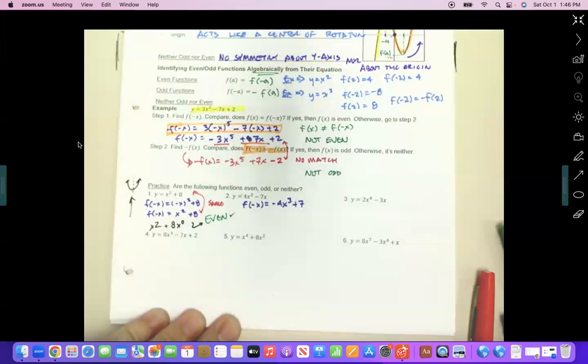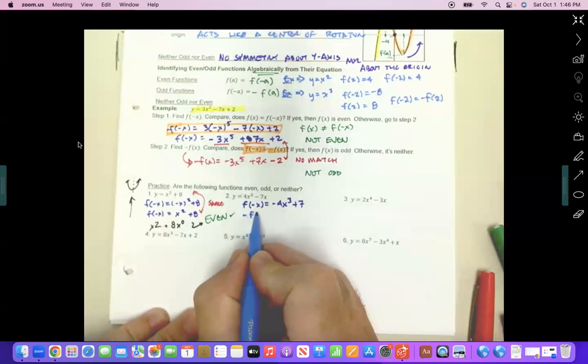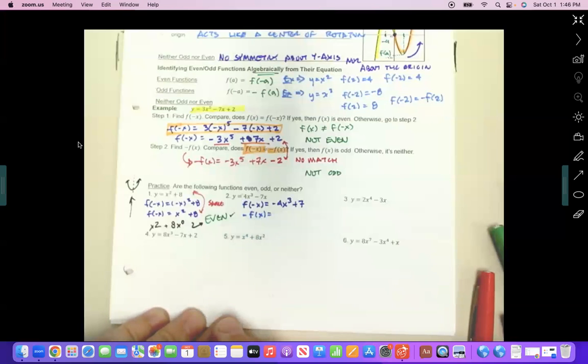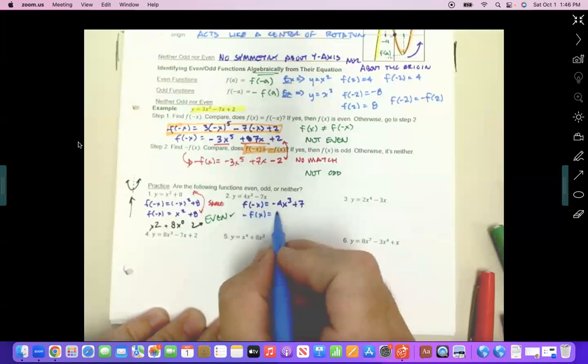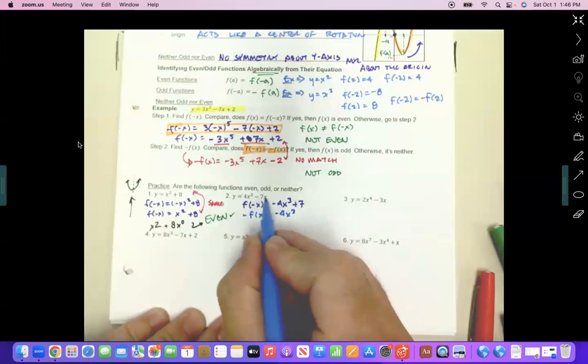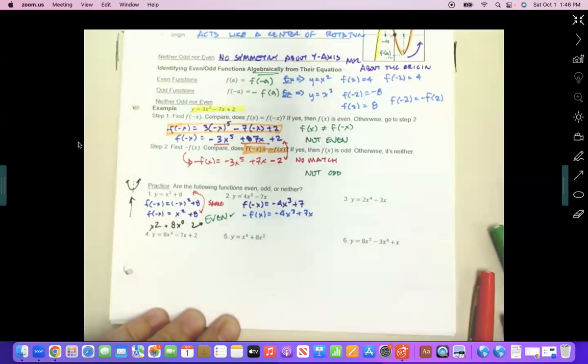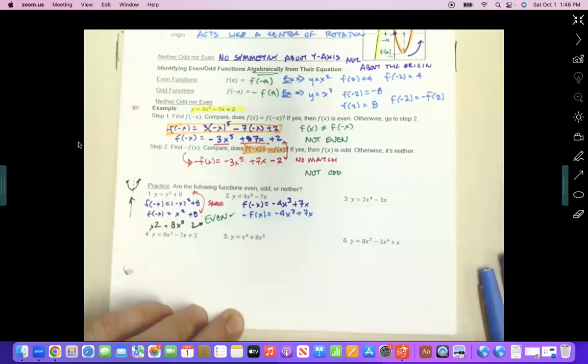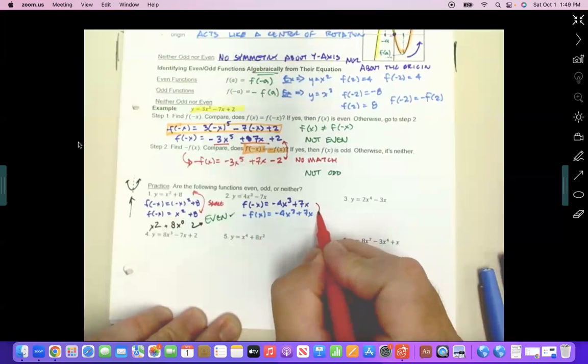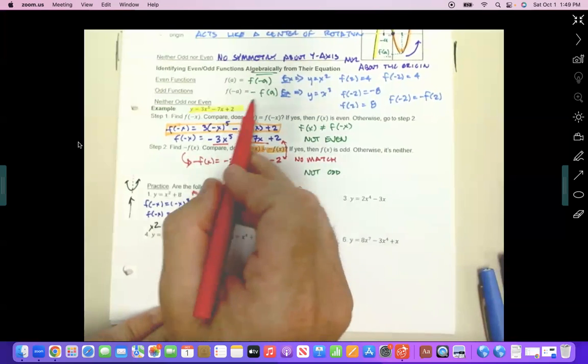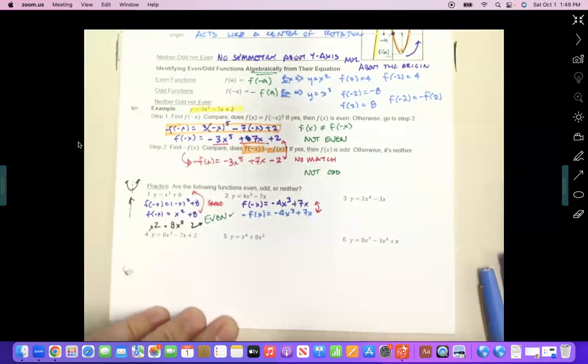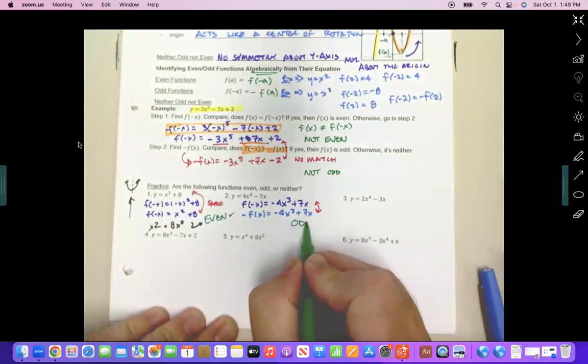And what you can notice here is if I took this function as is and changed the sign of it, this would give me negative 4x cubed plus 7x. Looks like we lost an x up here. Now we have it back. And you'll see that these two are the same. That matches our definition up here of an odd function. Therefore, we know that this is odd.